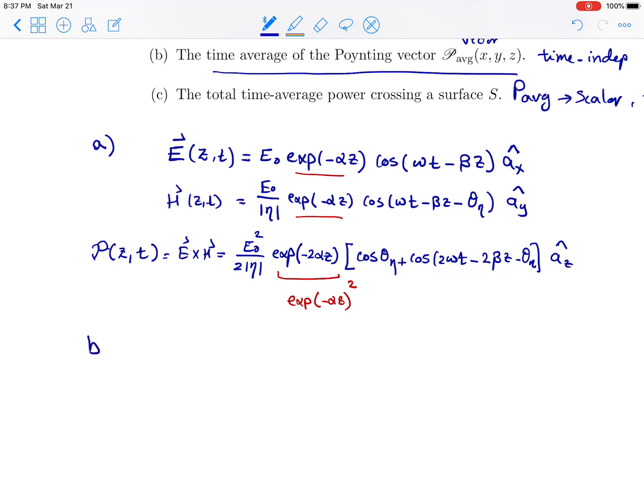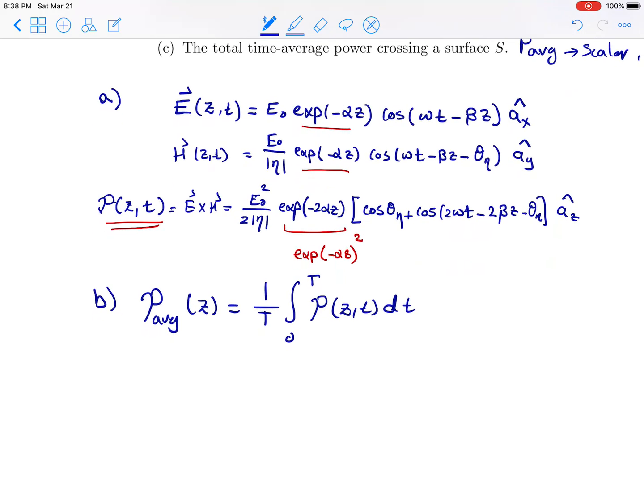Part B is asking us to find the time average. If you are given an expression like this, in order to find the time average of that, you need to integrate it over a period. The time average shouldn't be a function of time. It should be only a function of space, and the integral should be from 0 to T, where T is the period. So this equation can be written in the following form.